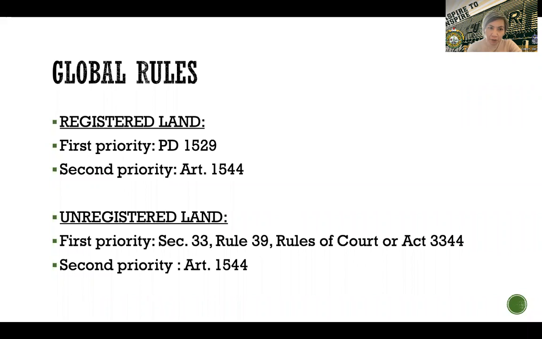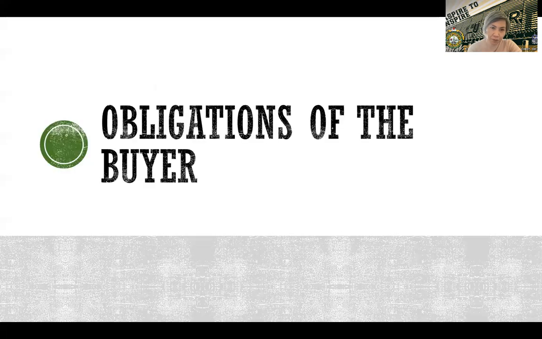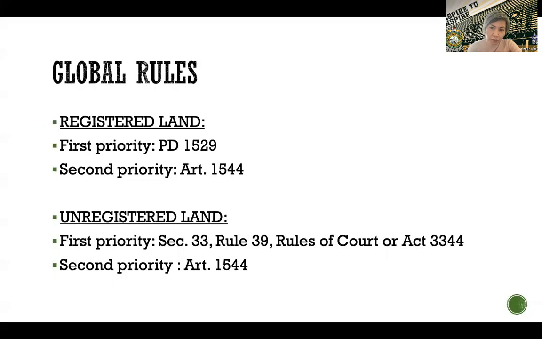So to summarize the rules, if registered land, first priority will be 1529. And second priority ang Article 1544. If it is unregistered land, we apply Section 33, Rule 39 of the Rules of Court or Act 3344. Then second priority lang ang 1544. Okay, so that concludes our discussion with regards to the rules of preference in double sales.